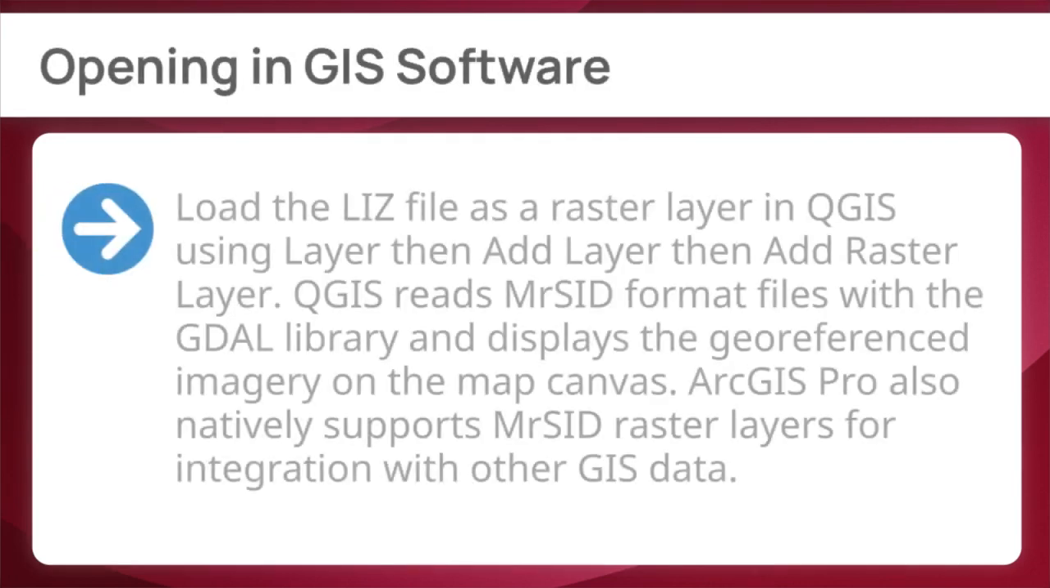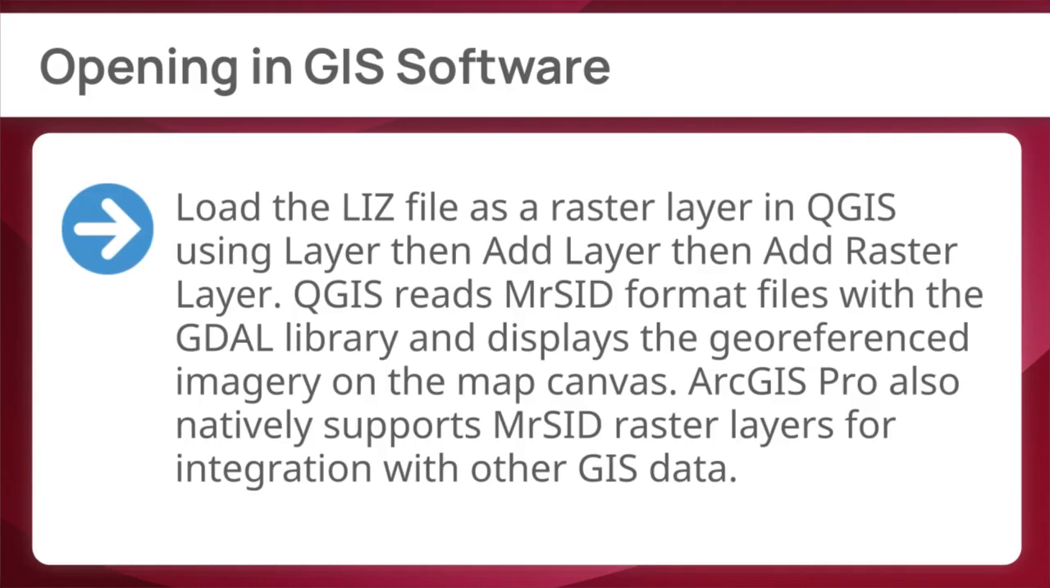Next, opening in GIS software. Load the LIZ file as a raster layer in QGIS using Layer, then Add Layer, then Add Raster Layer. QGIS reads MrSID format files with the GDAL library and displays the georeferenced imagery on the map canvas. ArcGIS Pro also natively supports MrSID raster layers for integration with other GIS data.